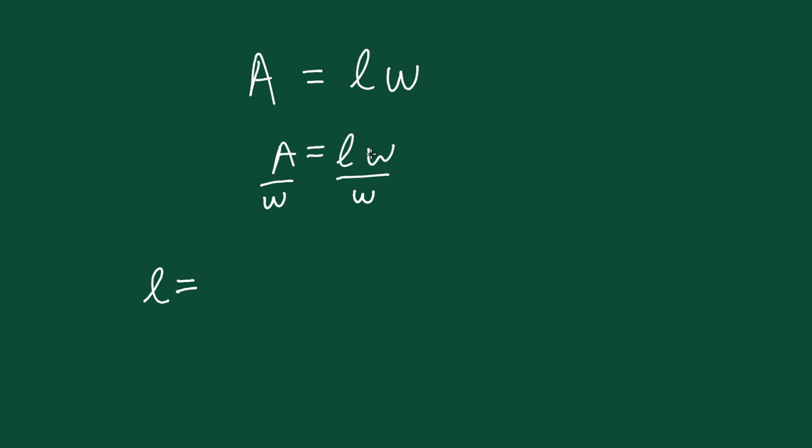Okay, now W divided by W, it cancels out. That's just 1. So we have L equals area divided by width. And that's what L equals. Area divided by width.